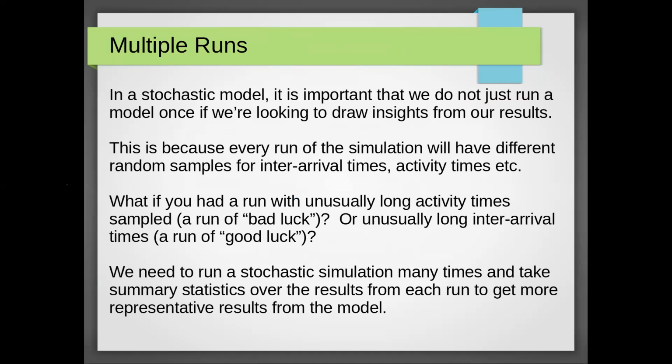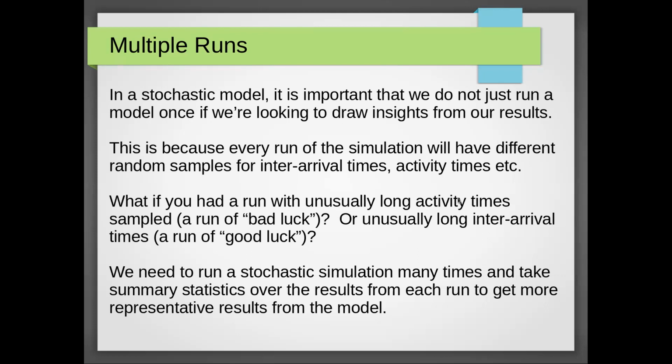Now, we mentioned earlier in this course that when we have a stochastic model, which I would imagine all of your models are going to be, at least in some way, it's really important that we don't just run the model once if we're looking to draw insights, because each time it's running, it's randomly sampling. That means we could end up with a run of good luck or a run of bad luck, which isn't representative of what's really happening normally. For example, you could have a run of your simulation where it sampled unusually long activity times. You had a load of patients spending hours with the nurse. That could happen by random chance. It's unlikely, but it could.